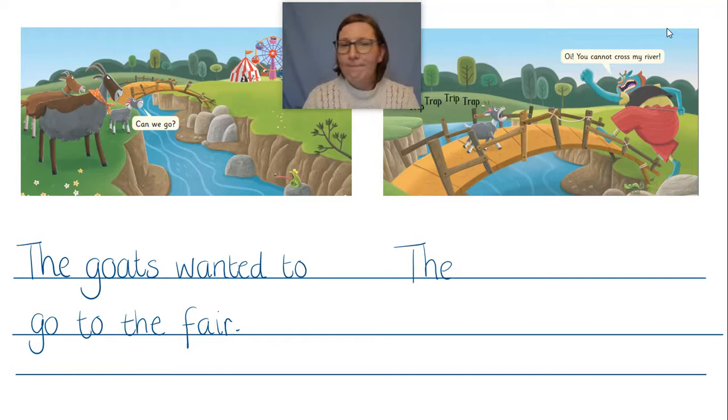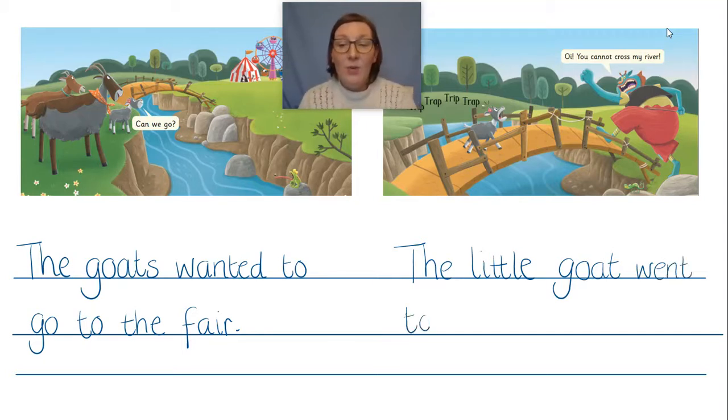Oh, but the troll wouldn't let them. So the little goat, she started to go first. So the little goat went to cross the bridge.